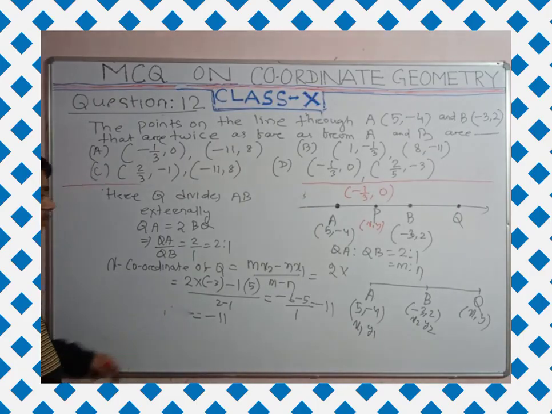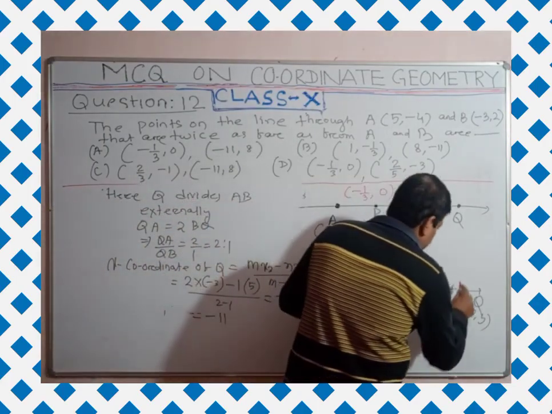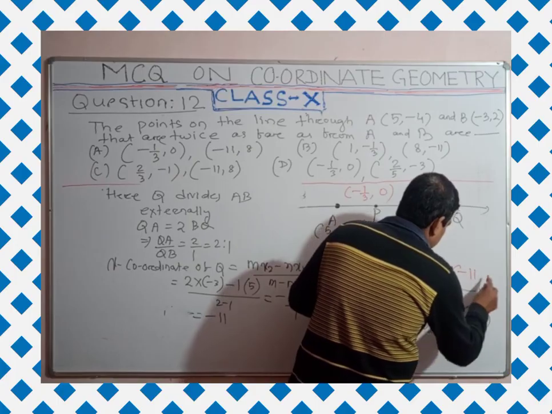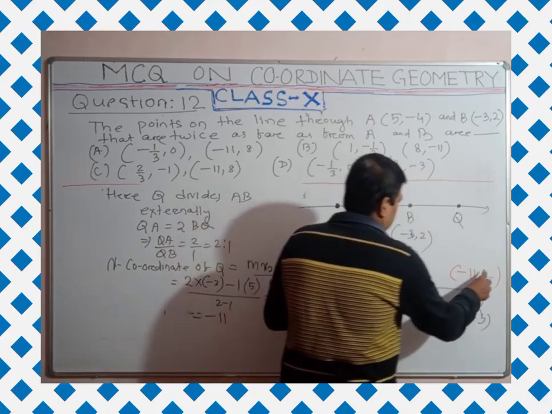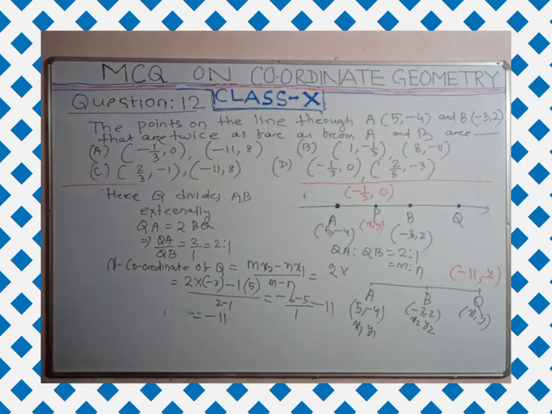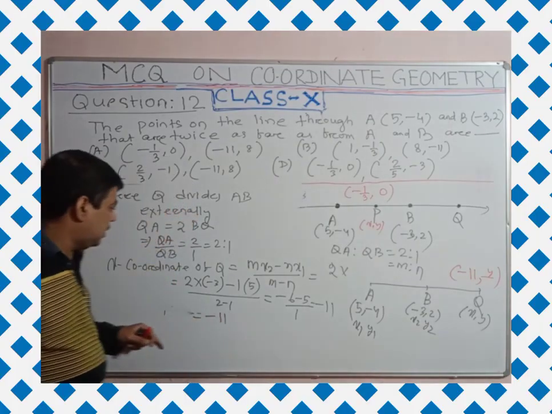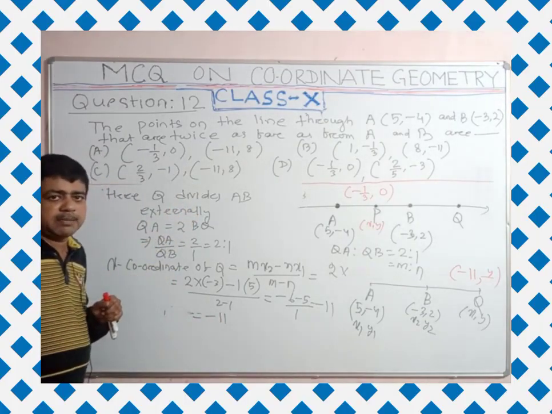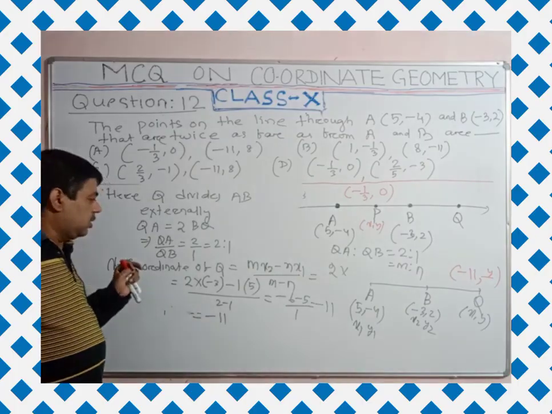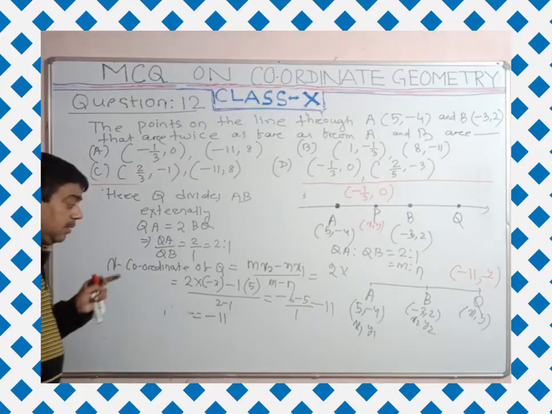Similarly, you have to find the y coordinate. We got the x value, minus 11. Then you have to find the y value. Okay. Understand? Is it clear? Note down. So also remember this external section formula, (mx2 minus nx1) by (m minus n). If the point Q divides the line segment joining AB, then its x coordinate is (mx2 minus nx1) by (m minus n), not m plus n.